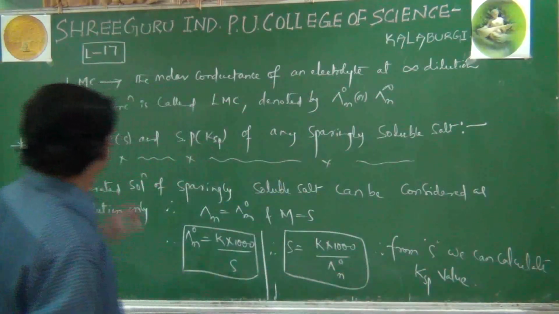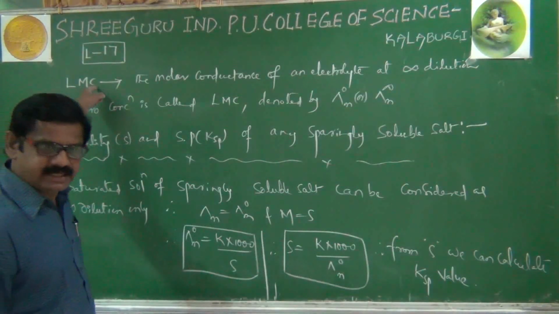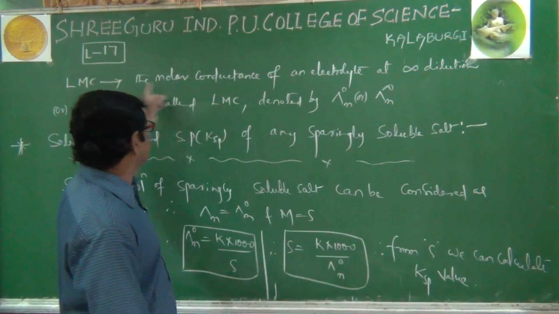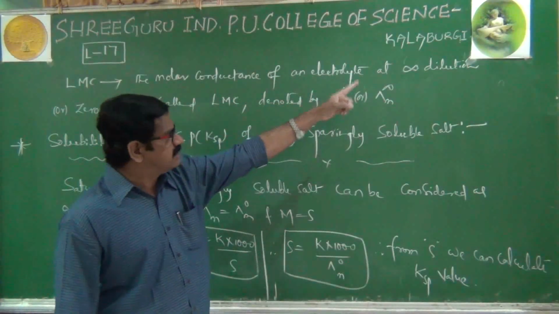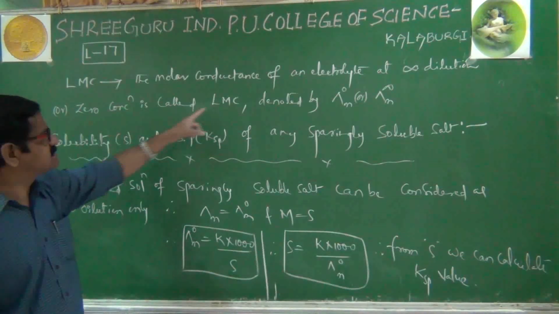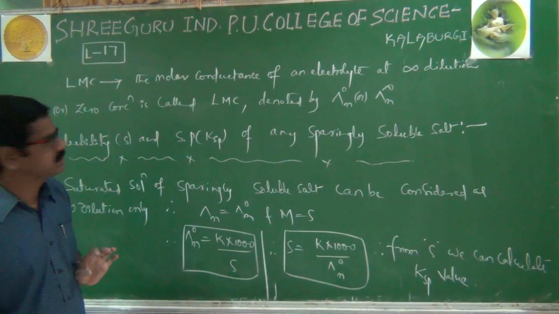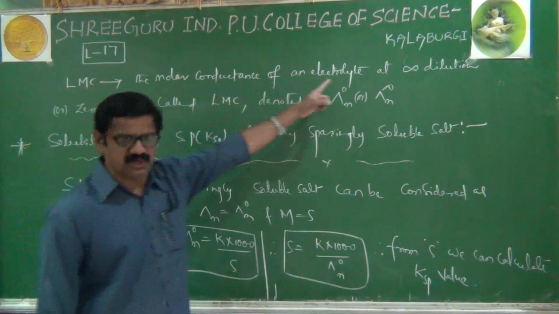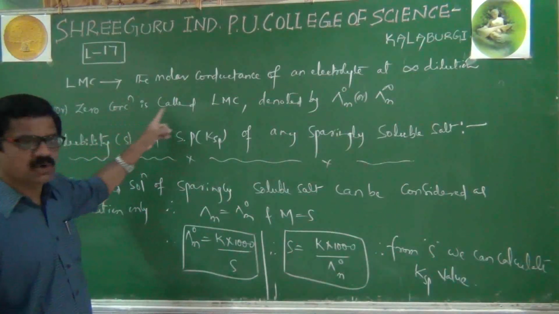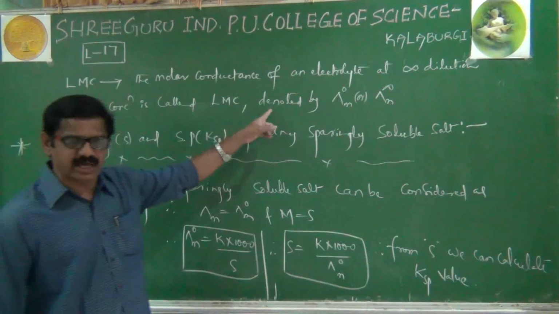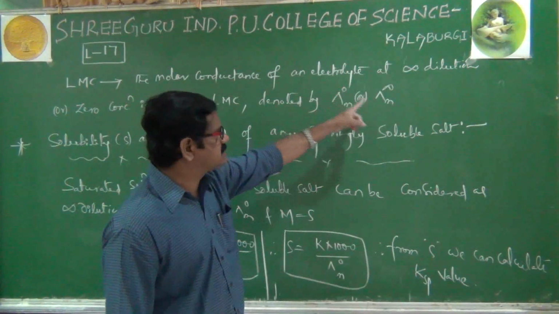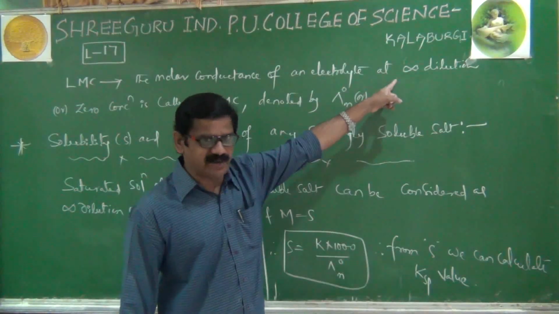See here, the definition of limiting molar conductivity: the molar conductance of an electrolyte at infinite dilution or zero concentration is called limiting molar conductivity, and it is designated with lambda m naught or lambda m infinity.